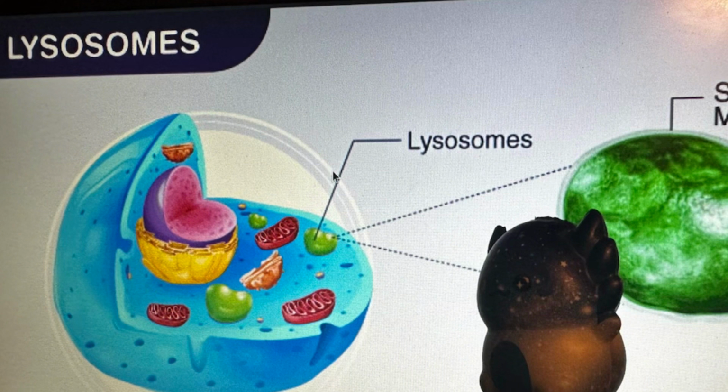Lysosomes. The function for them is that they contain digestive enzymes to break down food into particles the cell can use and to destroy old organelles in cells. They join with vacuoles for this purpose.